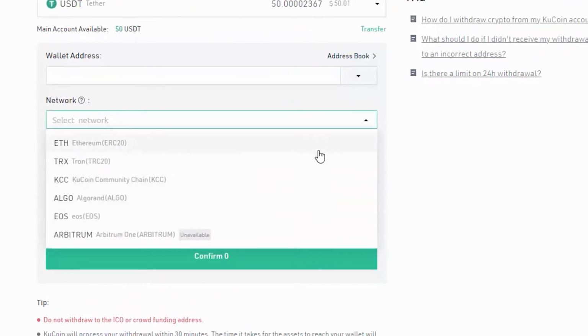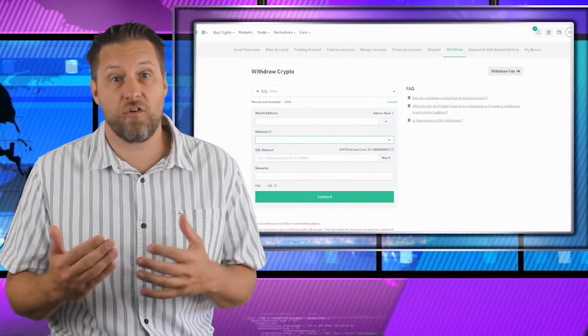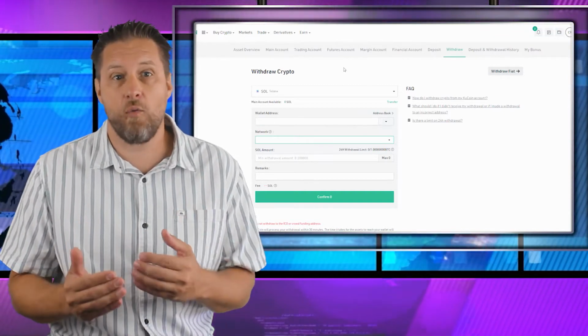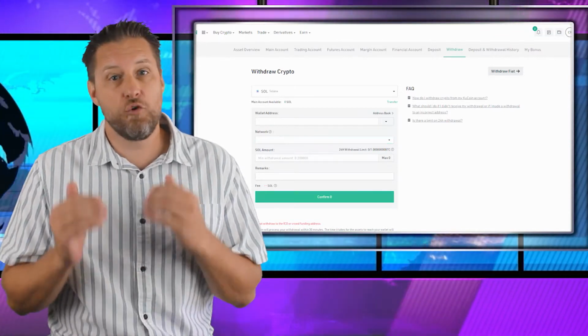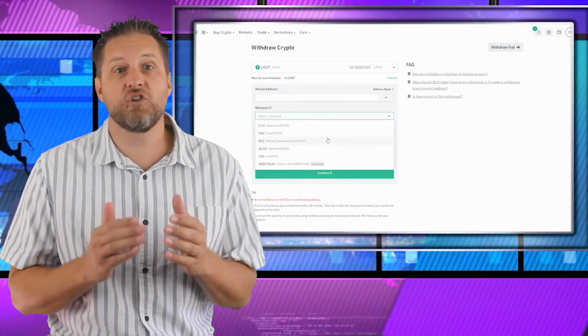Most centralized exchanges will give you a few network options for withdrawing your token. As you can see here on KuCoin, I get a couple different choices for where I want to move it to. Now, different networks are going to have different fees, and there's no way around this. You have to get the right network. Almost always, if you can withdraw it directly to that network, this is going to be the cheapest way.